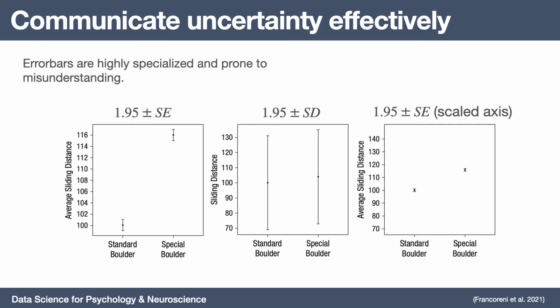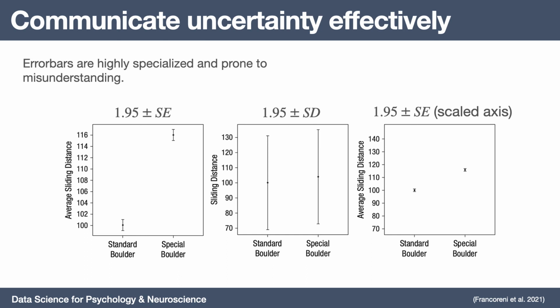On the plot on the left, I'm showing the mean and plus or minus 1.95 standard errors of the average sliding distance, I forget what this is for, between a standard boulder and a special boulder. The importance of the 2 groups isn't really that big. Really what I want you to pay attention to is the mean and the error according to how they're plotted.